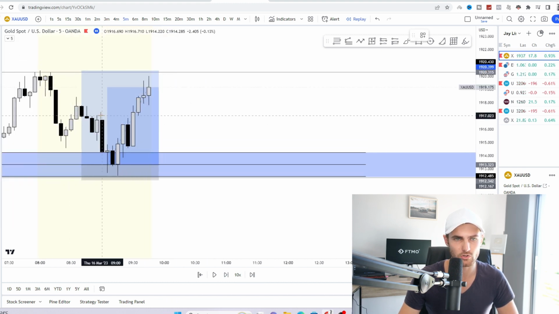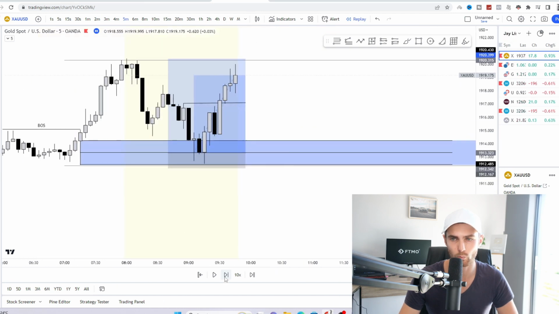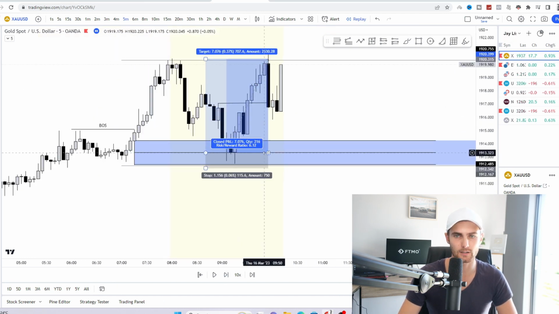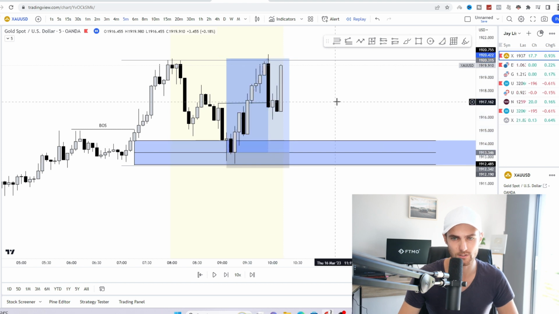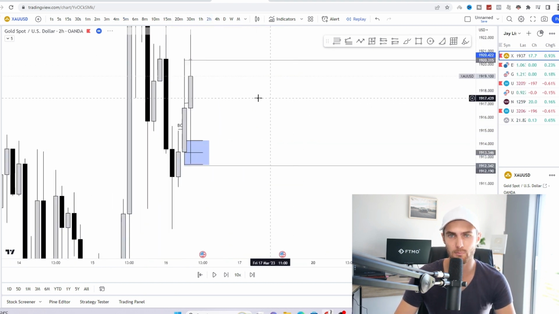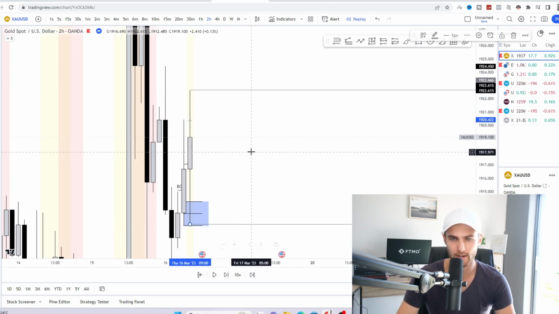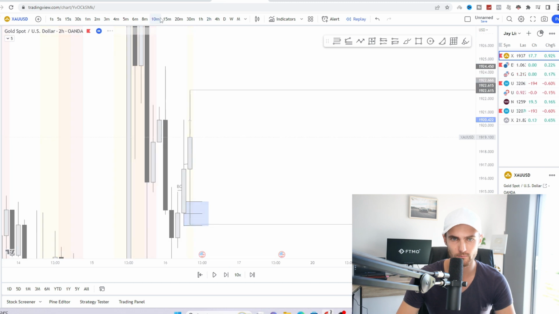My BE and partials was at this liquidity point over here, and also 1 to 3 risk to reward, which we tapped, and we ended up having a full runner straight to TP2. So this was yesterday's trade. I took one more trade after this. I came back over to the 2-hour time frame, moved my structure up to my next candle, like that, back over to the 15-minute time frame.